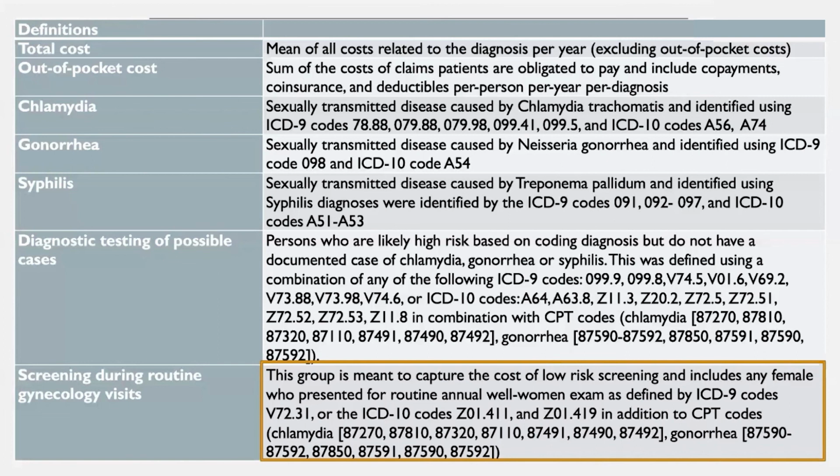So anyone who has a well woman visit code, in addition to CPT codes for chlamydia and gonorrhea, that's what this code would represent. So those at low risk, because they didn't come in with a complaint of vaginal or penile, well, in this case it would just be vaginal since we're doing gynecology visits, or high-risk hetero or homosexual behavior.